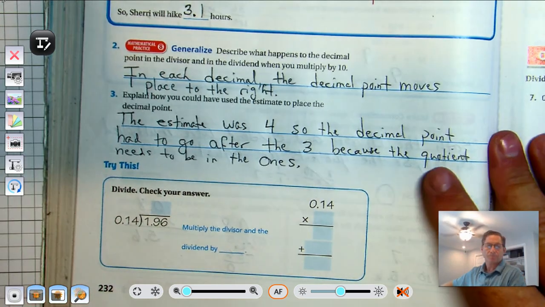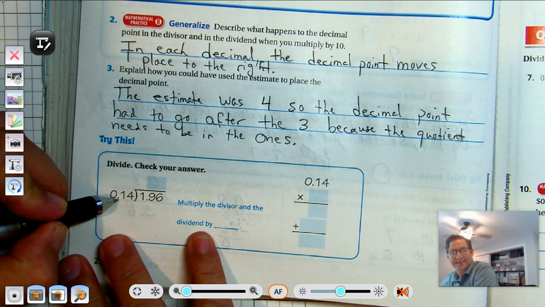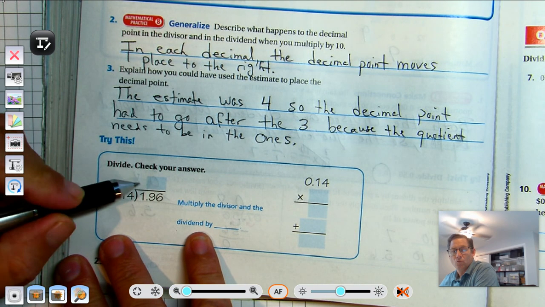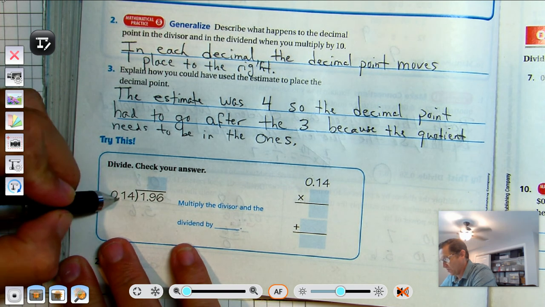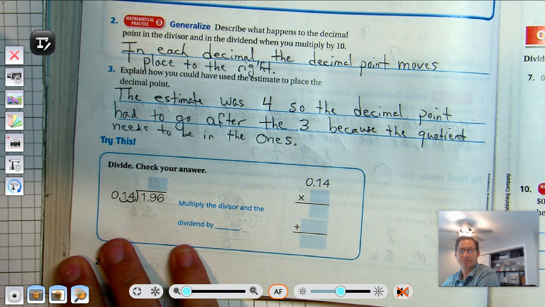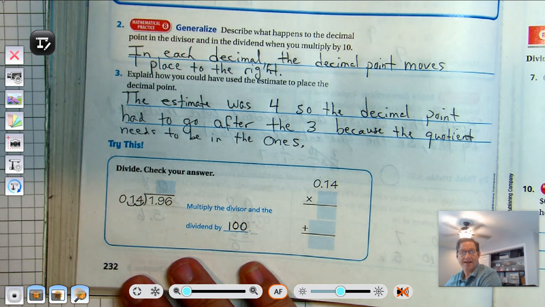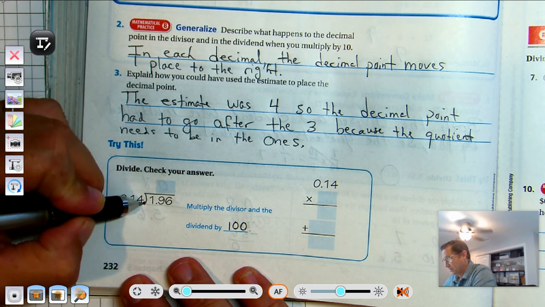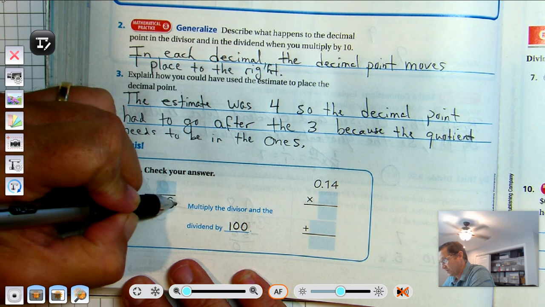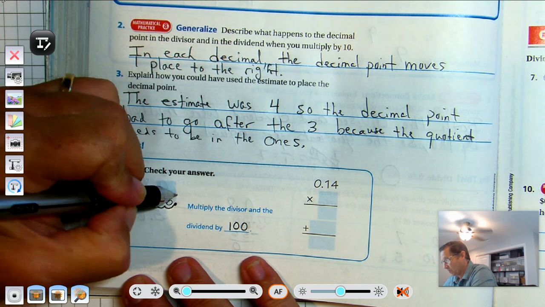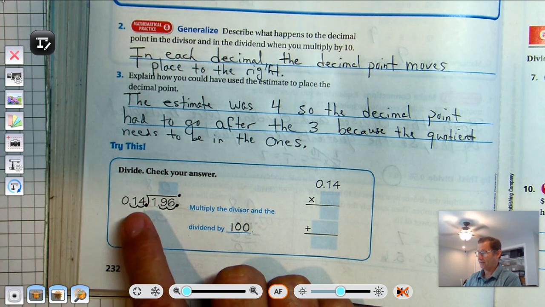All right, so let's do this one. Divide, check your answer. So here we have 14 hundredths. What do we have to multiply the divisor by to, quote, clear it and make it into a whole number? Well, we need to move 1, 2 places. So that would be multiplying by 100. So we have to multiply the divisor and the dividend by 100. So if we move it 2 places to come up with 14, I have to do the same thing to the 1.96. So we're going to have the decimal point after the 6 because now we have 196 divided by 14.